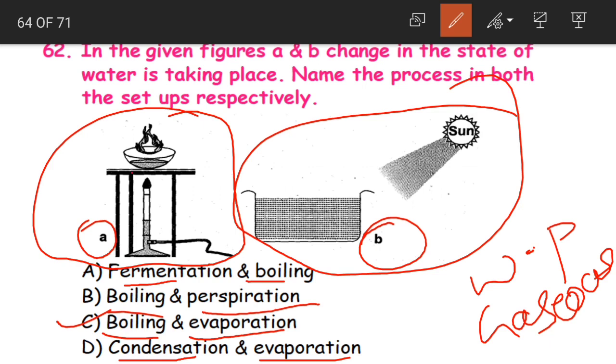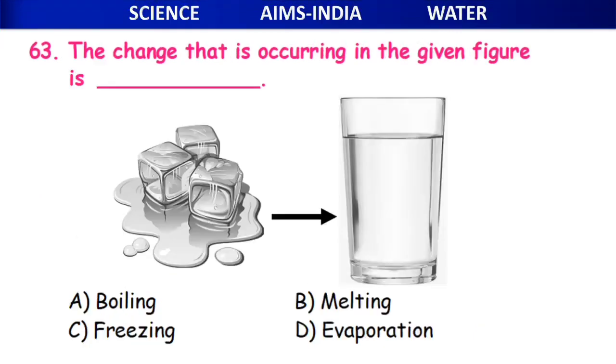See here, we are boiling the water by producing the fire. Here also water vapor is generated, and this is nothing but evaporation only, but here we are boiling it. But here, because of the sun's heat, the water is evaporating, which we call evaporation. So that is why C, that is boiling and evaporation.